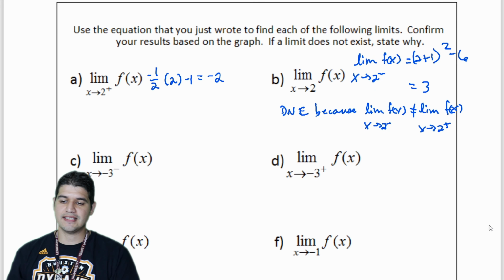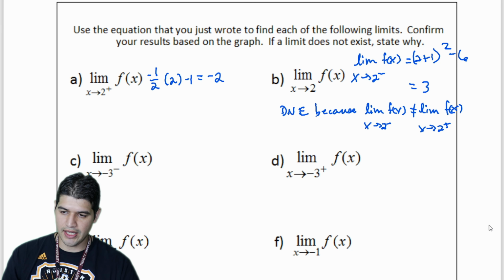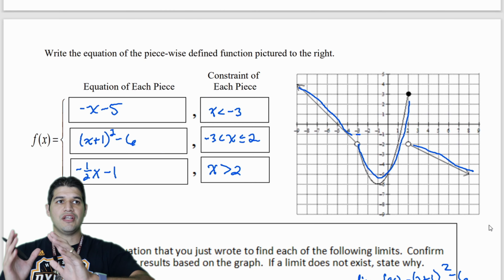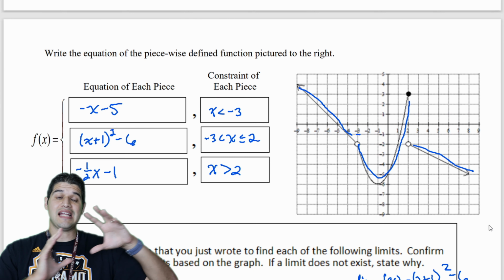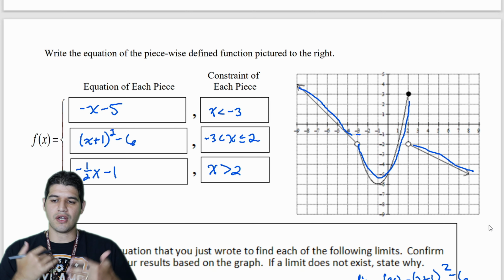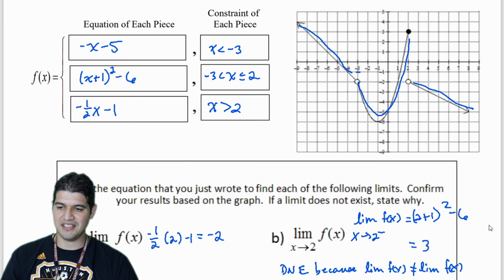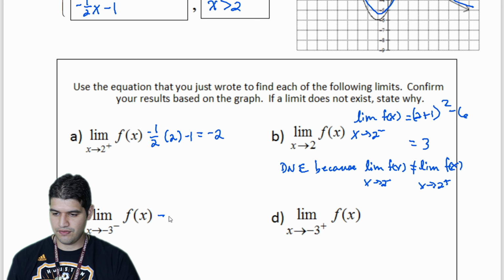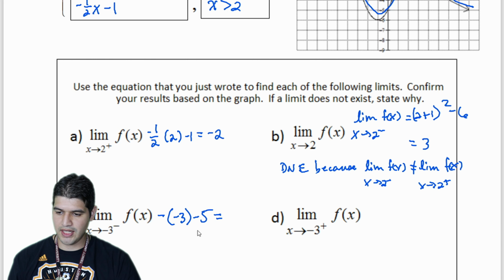The limit of f of x as x approaches -3 from the left side. Values left of -3 are going to be less than -3, so I'll use our first equation, -x minus 5. So -(-3) minus 5, and from here I'm going to get +3 minus 5, so -2.